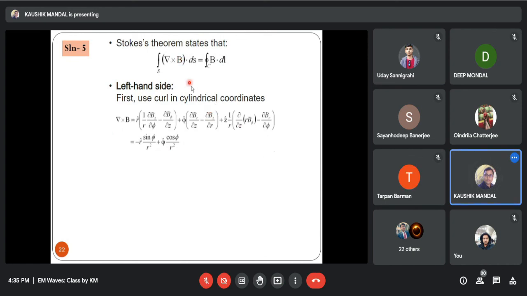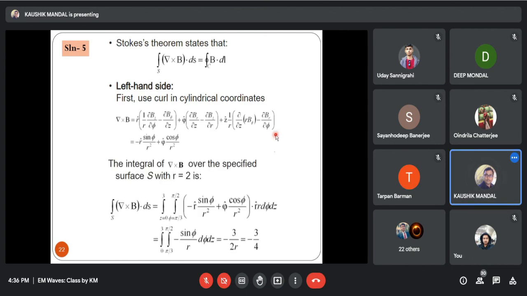First you start with the left hand side. You find out the curl B, and the figure is in a cylindrical coordinate system, so you have to apply the curl equation in cylindrical coordinate format. So that is the curl B equations. Now you have to integrate this curl B over the specified surface S with r equal to 2.